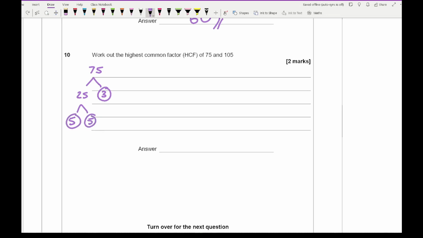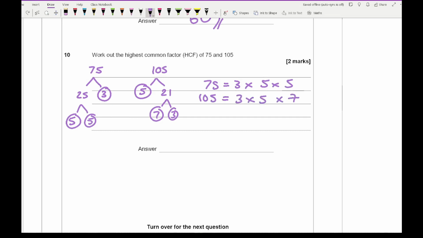Then if I do 105, I'm going to divide by 5 because it ends in a 5, and that's going to be 21, 5 is prime, and then 7 times 3, and both those numbers are prime. So if I then write 75 as 3 times 5 times 5, and then 105 as 3 times 5 times 7, all I then need to do is circle the numbers that appear in both. And then just pick one list, which is 3 times 5. So the HCF is going to be 3 times 5, which is 15.